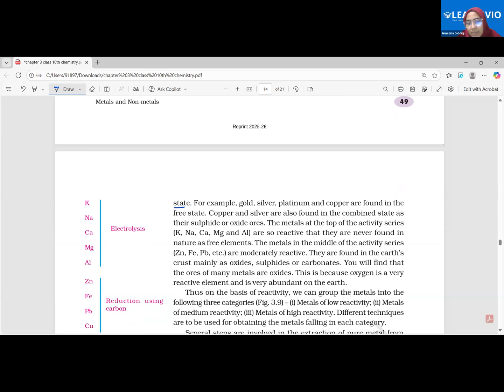Example, gold, silver, platinum, and copper are found in the free state.